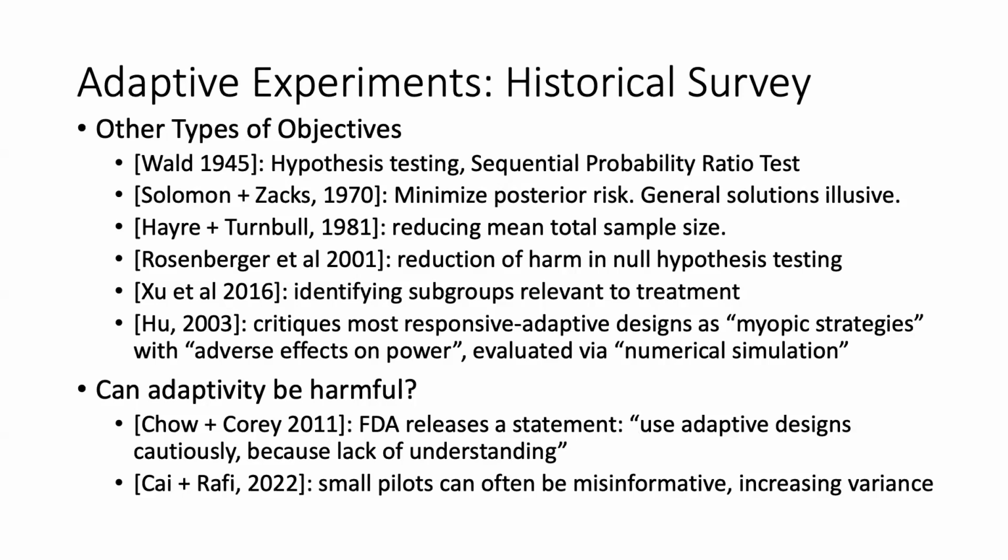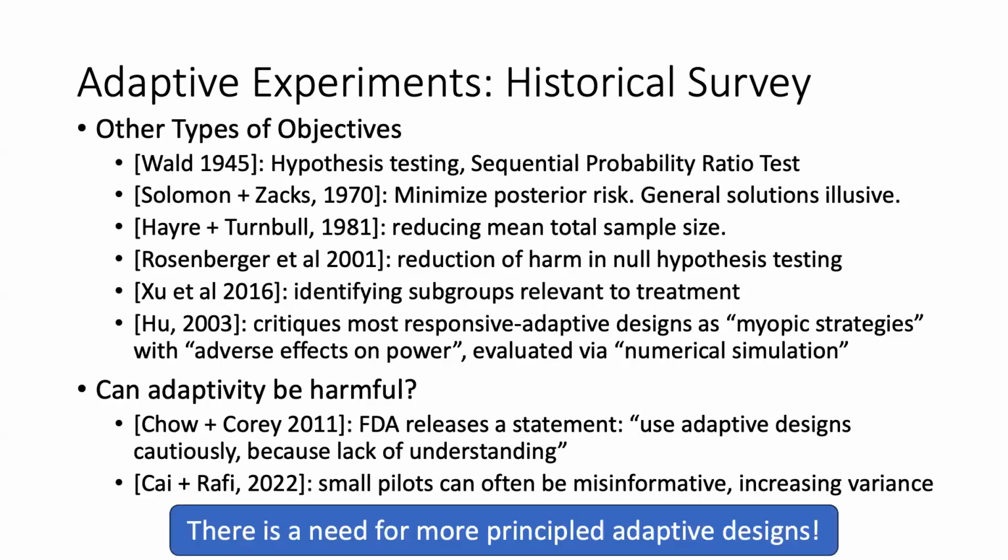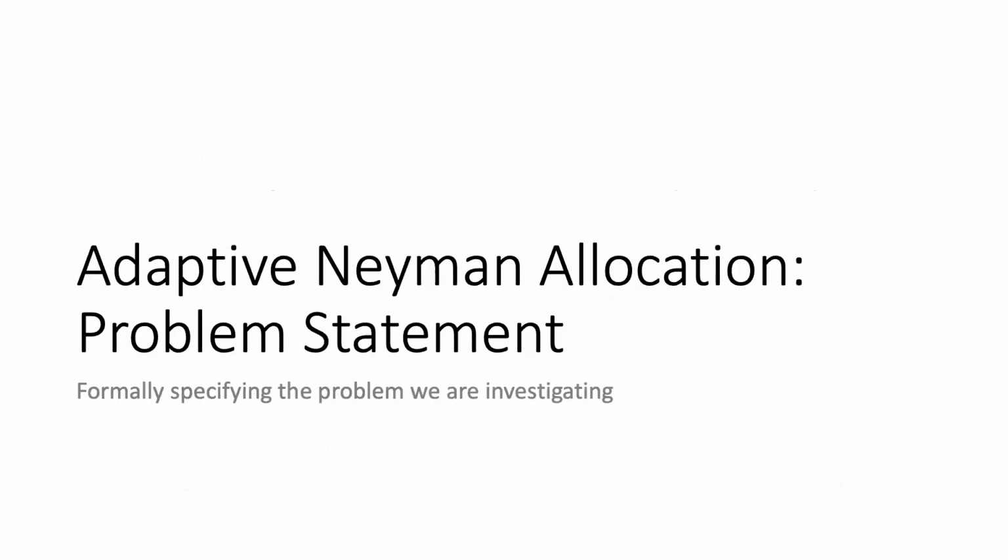And as recent as last year, Raffi even has this paper that says small pilots, namely those two-stage types of designs, can be misinformative and can have the adverse effect of increasing the variance. And we're going to see something like this in this talk here. All this is to say that I think there's a need for more principled types of adaptive designs, and we'll be taking a first step in that direction in this paper. Okay, so let me go ahead and define the problem that we'll be working on, which is adaptive Neyman allocation.